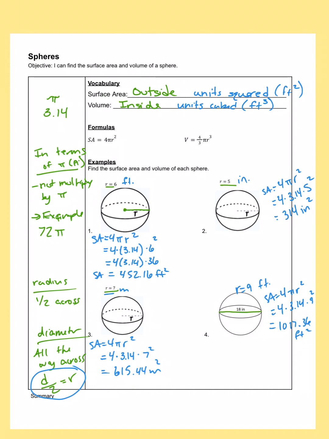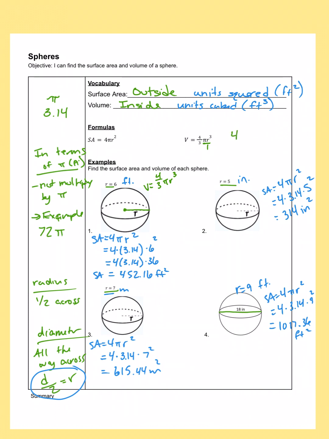Now we're going to switch gears and find the volume of all these shapes. So let's go back to number 1 and we'll find the volume. Volume is 4/3 pi r to the third. And what I'm going to end up doing a lot is I'm going to think of this whole thing as a fraction if I look up here in the formulas.